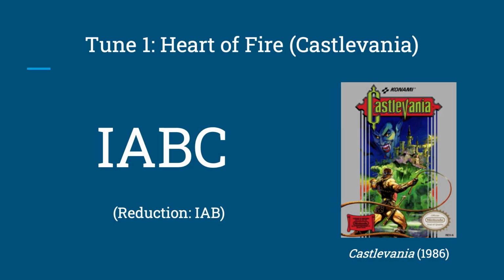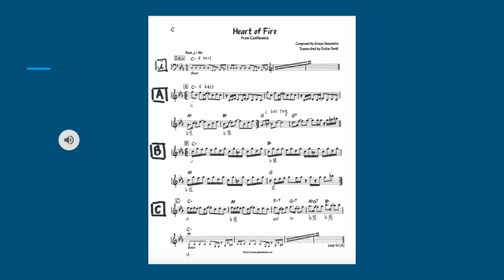So now, let's get to some music and analysis. Our first tune is Heart of Fire from Castlevania from 1986. The form of the piece is IABC, and sorry, it should be a reduction. We didn't need a reduction here. So let's hear this piece, and I'm going to explain this.